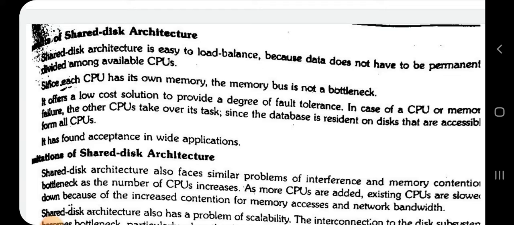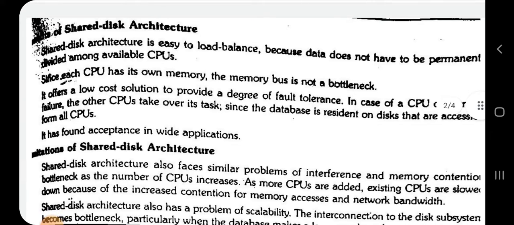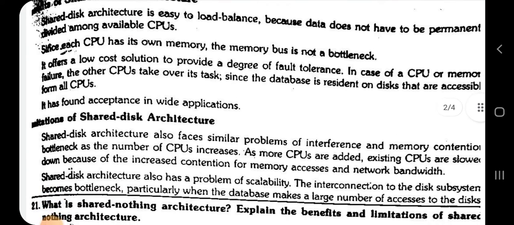Okay, it won't look for a shared memory, it won't look for the common DBMS. Why? Because every CPU has its own software. Since each CPU has its own memory, the memory bus is not a bottleneck. It means that it has its own software which can be executed on its own system itself.